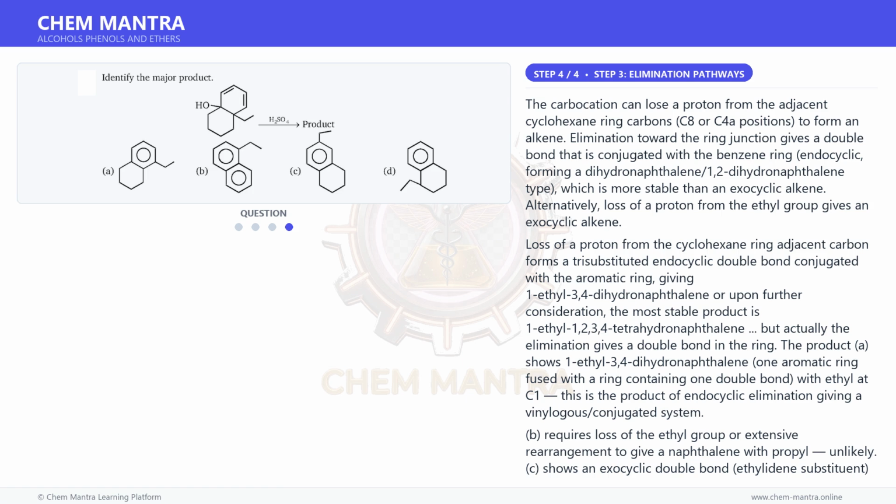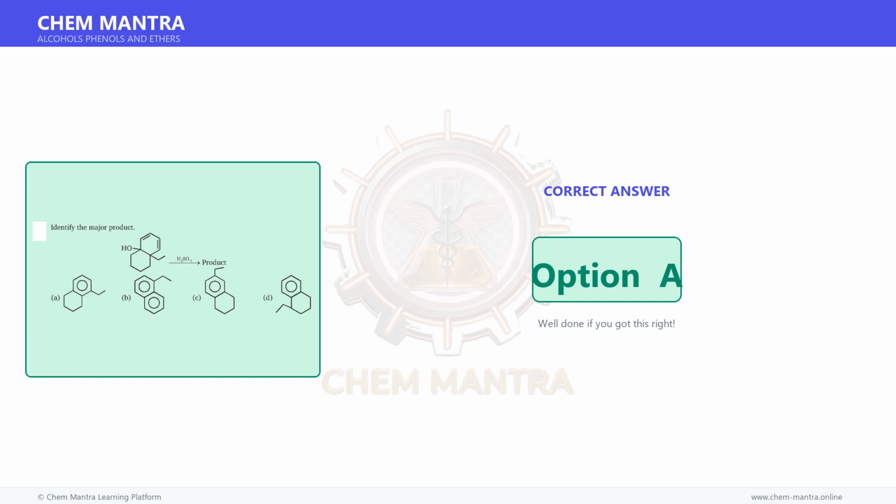The major product is option A, 1-ethyl-3,4-dihydronaphthalene or 1-ethyl-1,2-dihydronaphthalene, formed by endocyclic elimination giving maximum conjugation with the benzene ring. Therefore, the correct answer is option A.